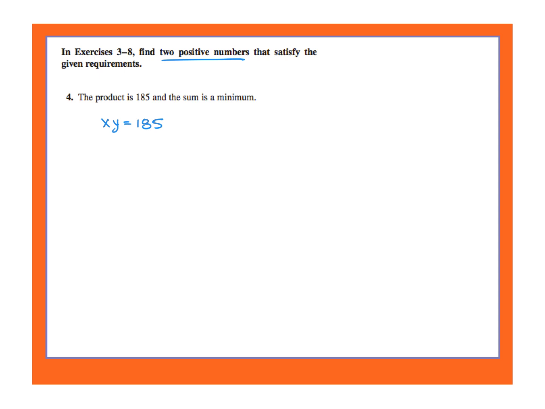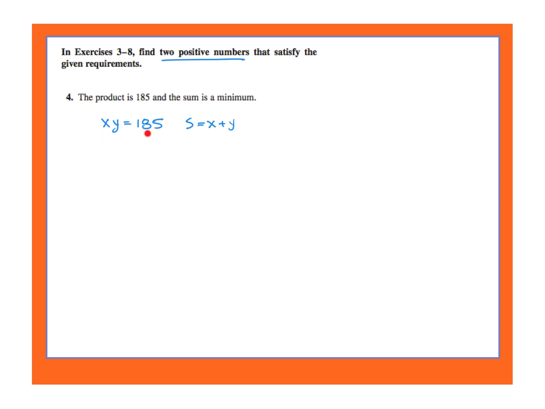And then it says the sum is a minimum. So what should I write there? x plus y is equal to S for sum. Now, this part is my primary equation because this is what I need to take a minimum of. So eventually I'm going to take a derivative of this one and set it equal to 0. However, what's wrong with it right now? How many variables do I have? 3. Technically I have 3, but it's in terms of 2 variables, and I need to put it in terms of 1.